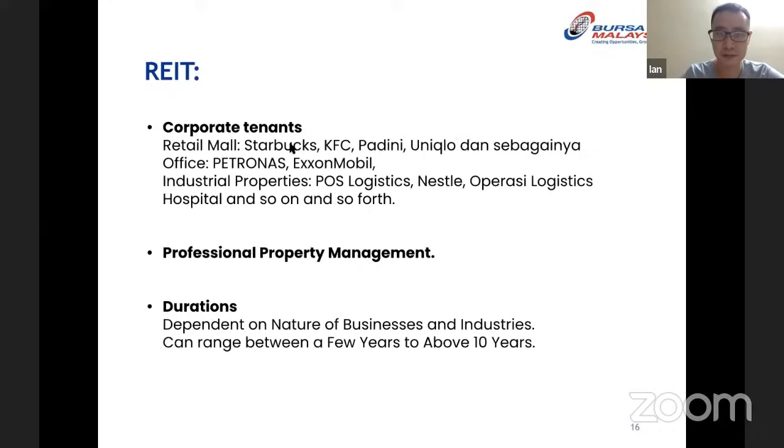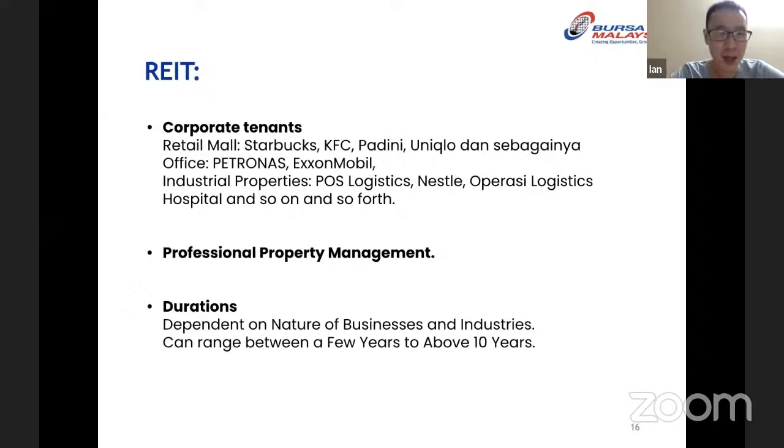Typically speaking, when it comes to residential properties, the duration is much shorter. Now, this is a different story if you're looking at a REIT. For most REITs, we are not dealing with individual tenants. The REITs are dealing with corporate tenants. Let's say for example, we look at the retail mall. All you need to do is go and walk around in the shopping mall. Then you will see all kinds of tenants. For example, you can have high quality tenants like Starbucks, KFC, and fashion retailers like Padini, Uniqlo, Brands Outlet, H&M, and so on and so forth.